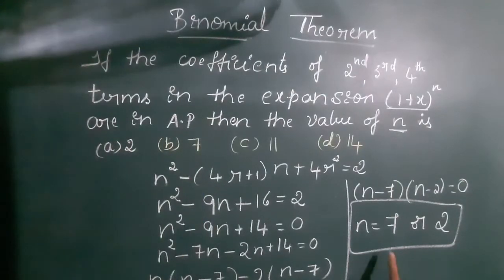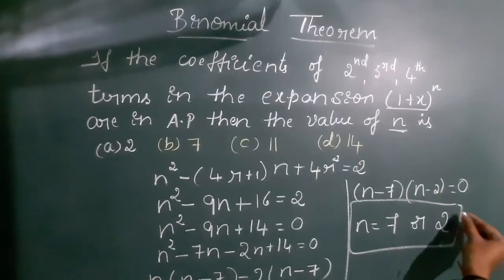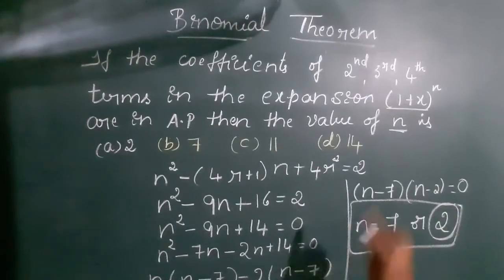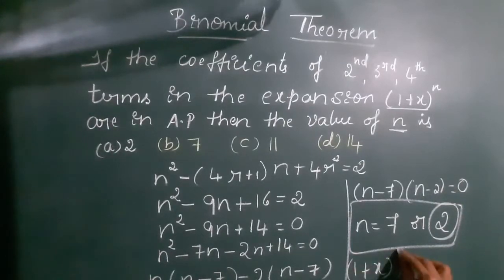Here you need to think. Is it 7 or 2? See, if the value of n is equal to 2, what happens there? It will be (1 + x) whole square. Right? Whole square means how many terms will be there? Obviously 3 terms. 2 is there, so 1 more than that, 3 terms. Means first, second and third.